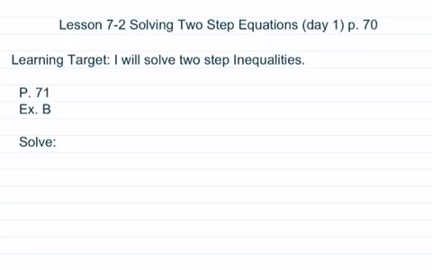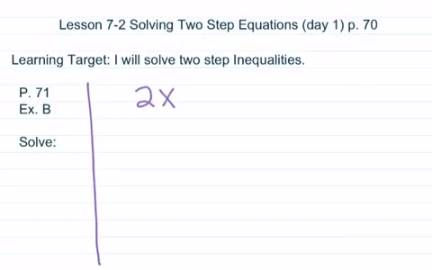Lesson 7-2, solving two-step inequalities, and this is day 1. This lesson is on page 70 in your textbook. Our learning target is solving two-step inequalities. We've written two-step inequalities from word problems. Now I'm going to show you how to solve them. The first example is from page 71, example B.